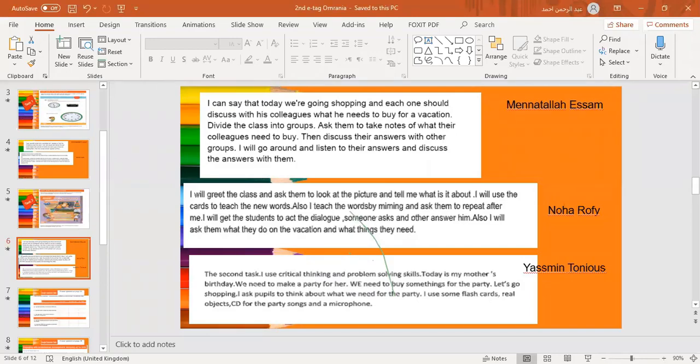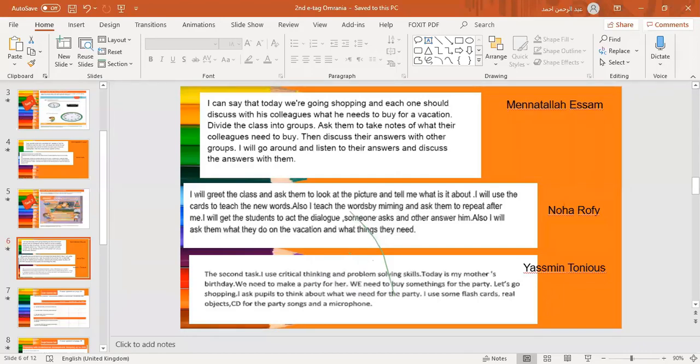Right? So we have said I will get the students to act the dialogue. Someone asks and the other answers him. Also, I will ask them what they do on the vacation or the holiday and what things they need, as a kind of giving them extra new vocabulary related to vacations.